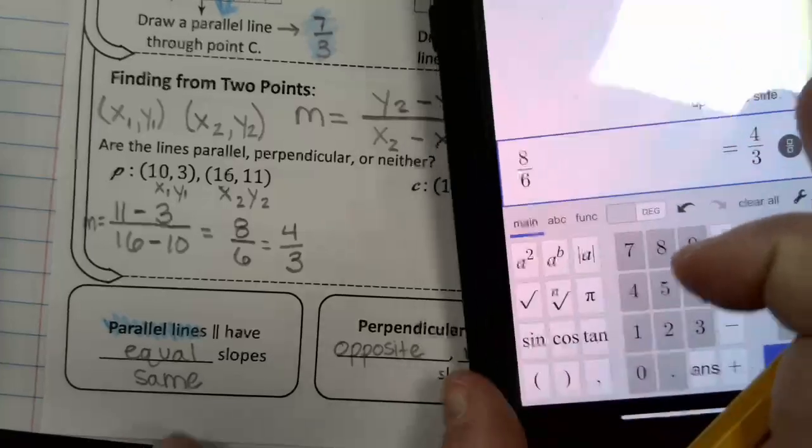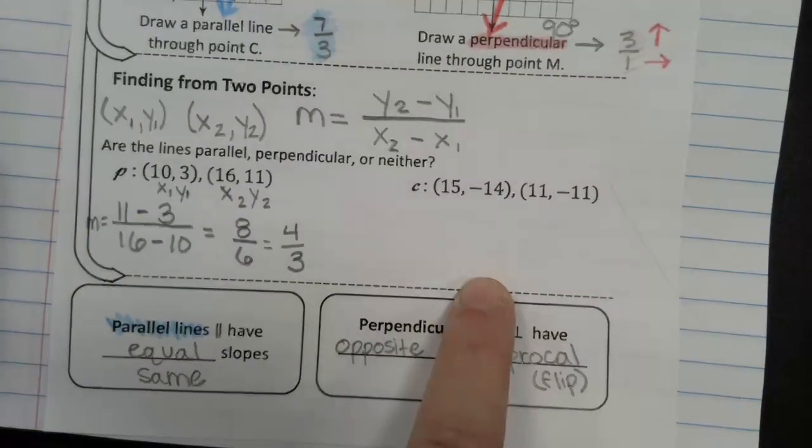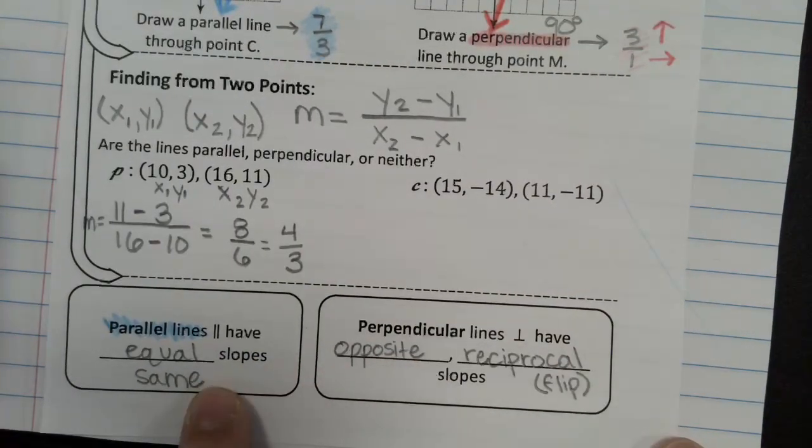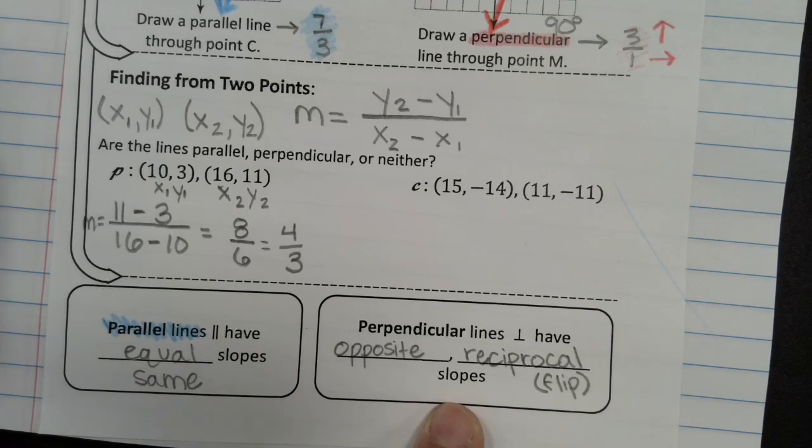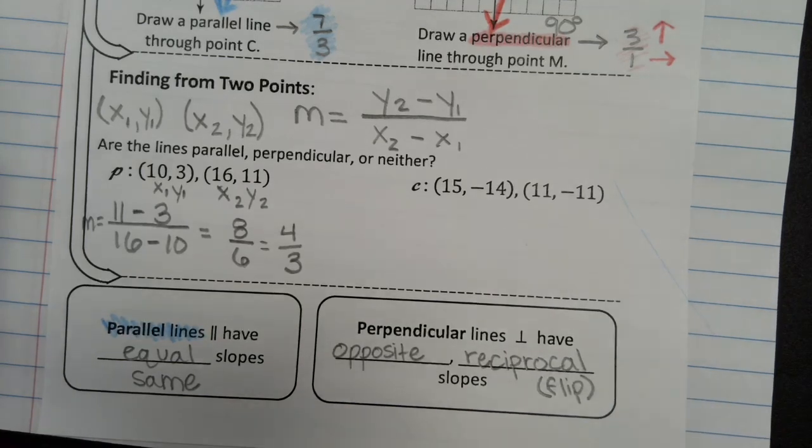Alright, so now we're going to find the slope of line C and decide if they are parallel. Parallel means that they have the same slopes. Or are they perpendicular, opposite, reciprocal? Or are they neither? Okay?